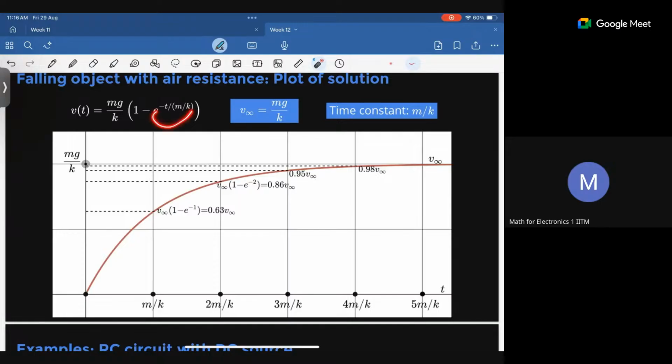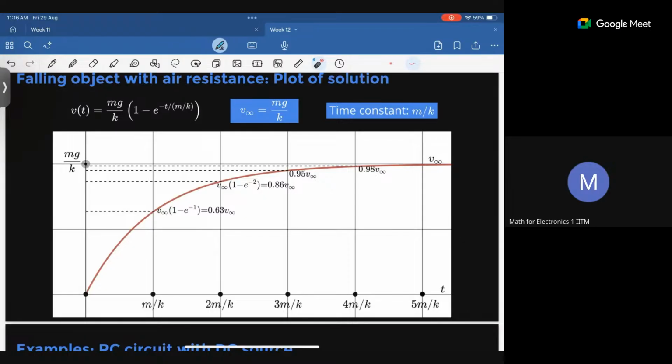As t tends to infinity, this term will go to 0. The maximum velocity that this falling object can reach is mg by k, not more than that, right? So it will not take infinite velocity. There is a maximum.